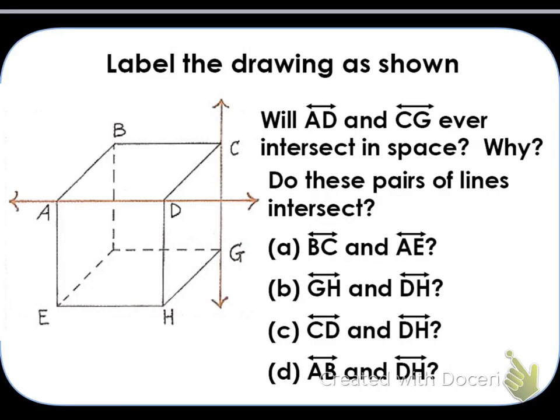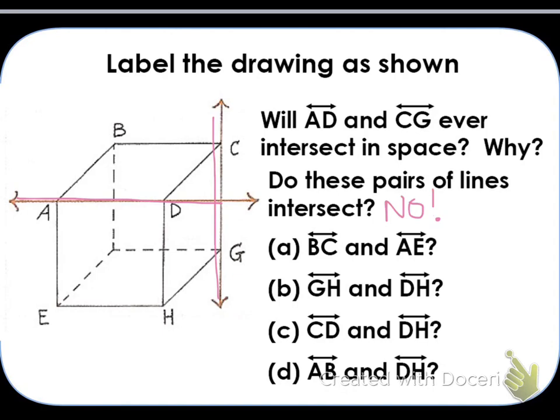And then we're going to answer some questions on it. Okay, so will AD and CG ever intersect in space? Why? So if it's a 3D box and I look at AD, that's on the front side plane, and CG is on the back side, they will never intersect. Because it's 3D, you have the one on the front side and the one going up and down on the back side.